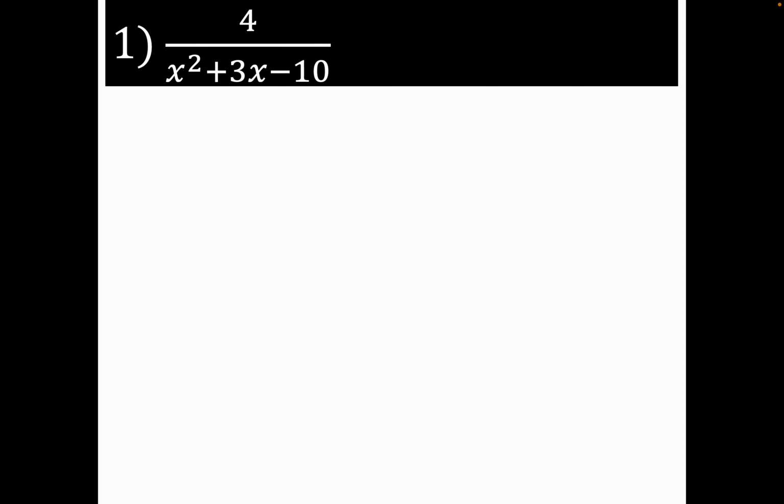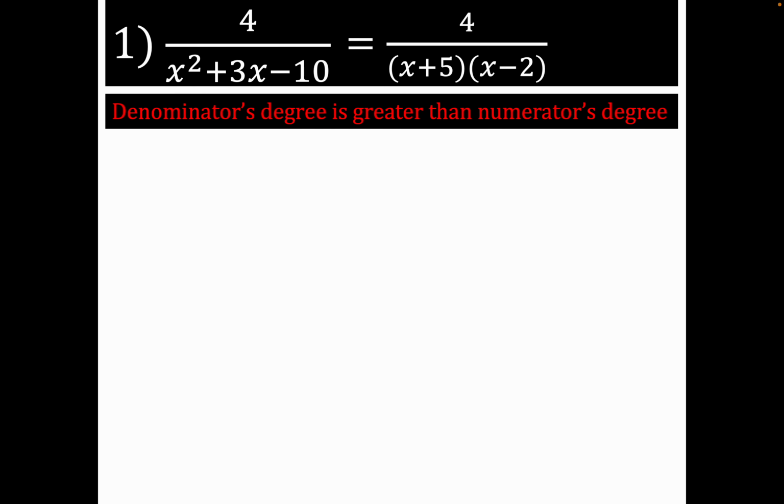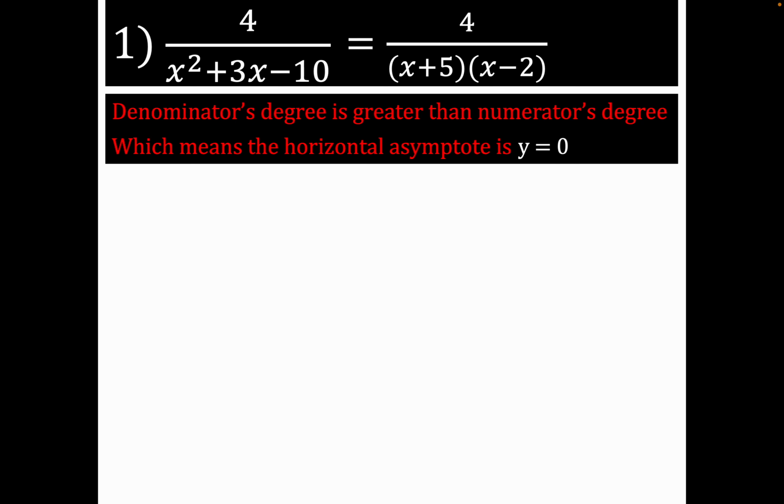The first question is 4 divided by x squared plus 3x minus 10. To solve for this, we will have to factor it out, which gives us 4 divided by x plus 5 and x minus 2. Because of this, we can see that the denominator's degree is greater than the numerator's degree, which means our horizontal asymptote is y equals 0.